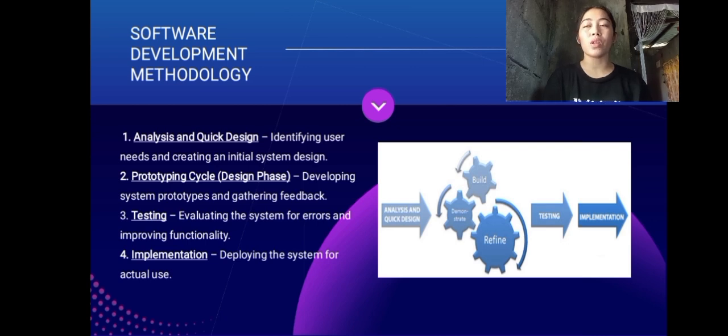Software development methodology. Number 1, analysis and quick design: identifying user needs and creating an initial system design. Number 2, prototyping cycle design phase: developing system prototypes and gathering feedback.